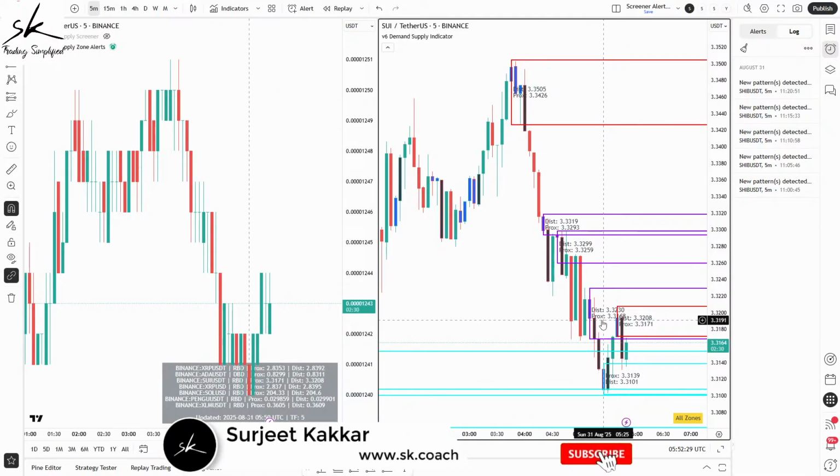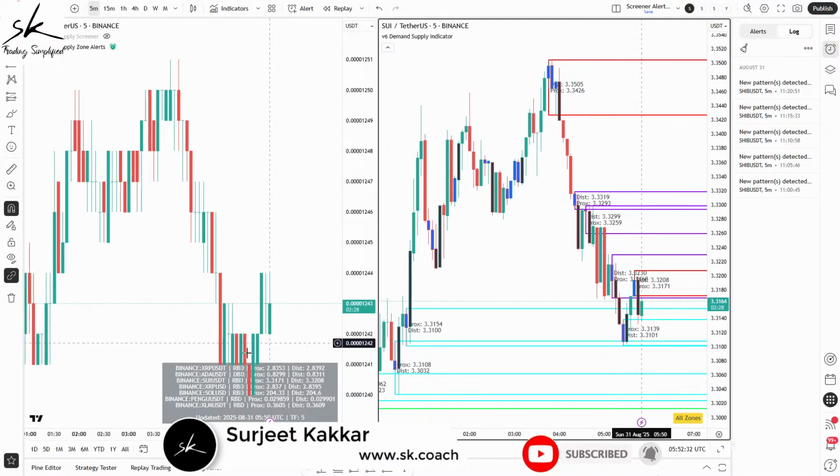So this is what alerts do. As and when the zones are getting formed during the live market, they keep updating you. If you talk about the screener, now this is how the screener works.